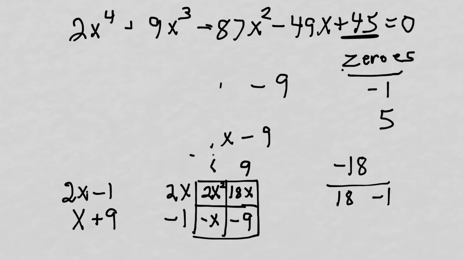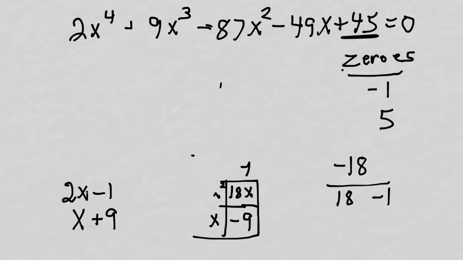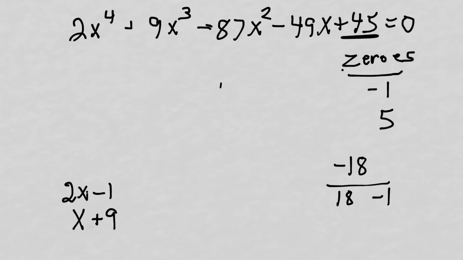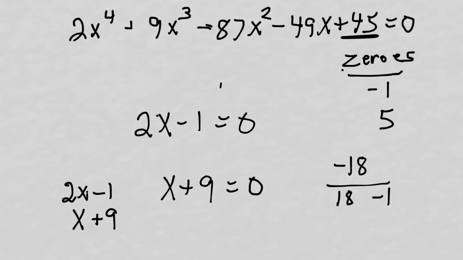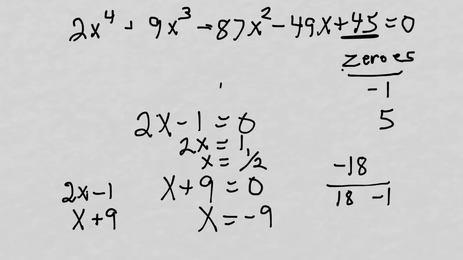Let me erase these. 2x minus 1 equals 0. We've got to make them the zeros now. Don't forget to do the zeros. x plus 9 equals 0. So on this one, we add 1 to both sides. 2x equals 1. We divide both sides by 2. We get this one is going to be 1/2. This one's pretty cut and dry. Subtract 9 from both sides. You get x equals negative 9.